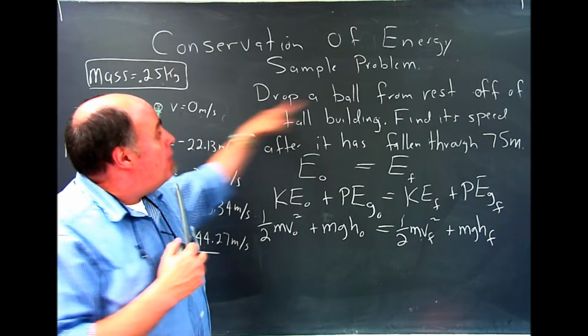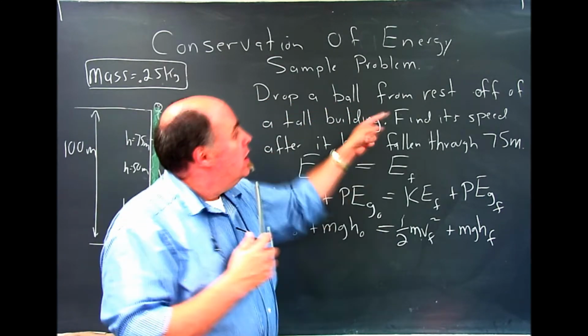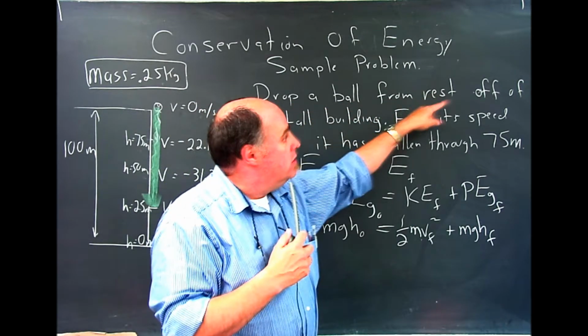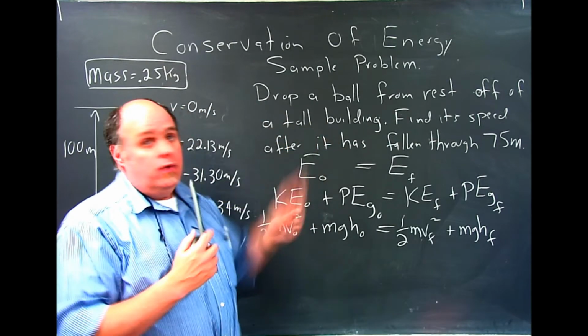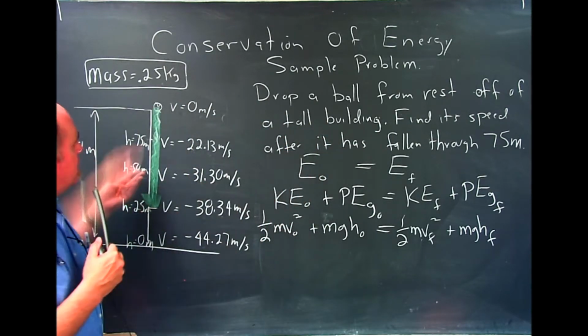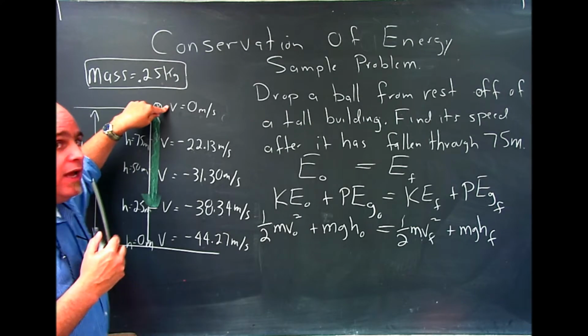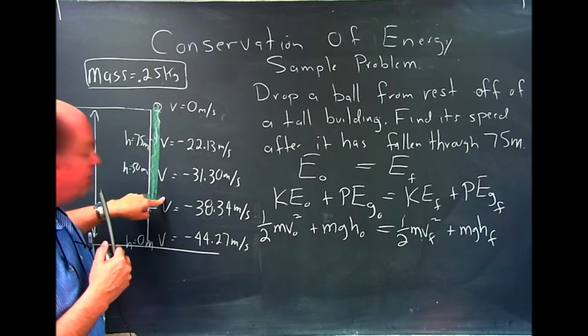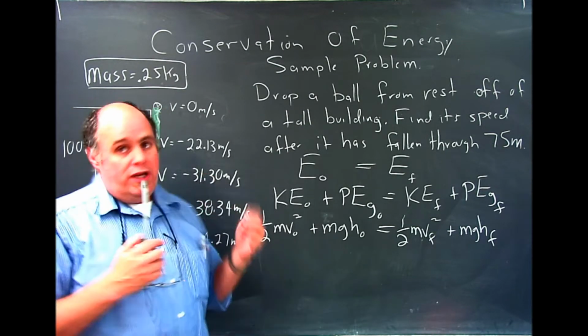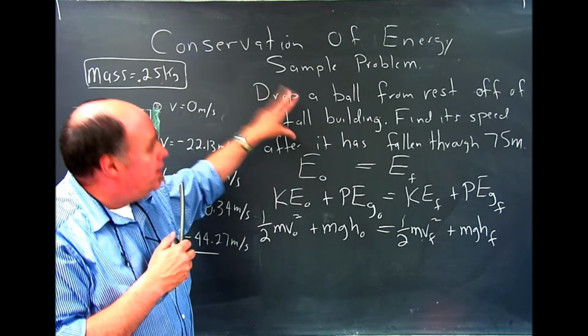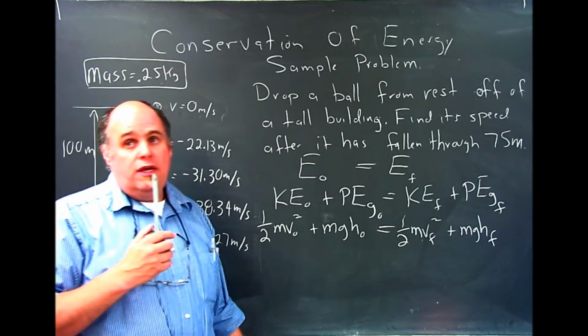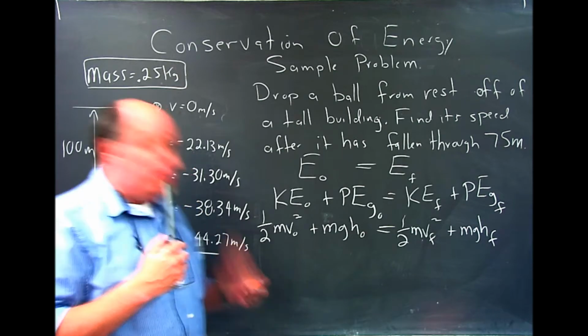I said we're going to drop a ball, but I don't give the mass. I'm saying we're dropping it from rest off of a tall building. Well, we can still use these ideas because this ball was dropped from rest, and this ball did fall through 75 meters. So my point is, for this specific problem, I have not given you the mass of the ball. But we don't need it.